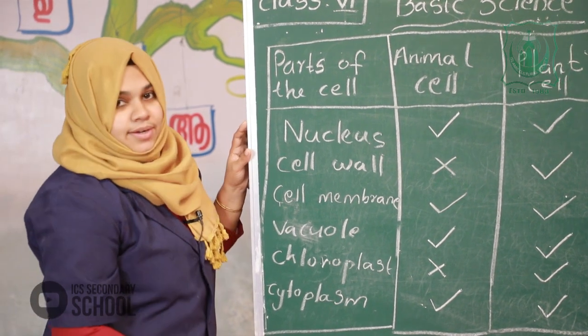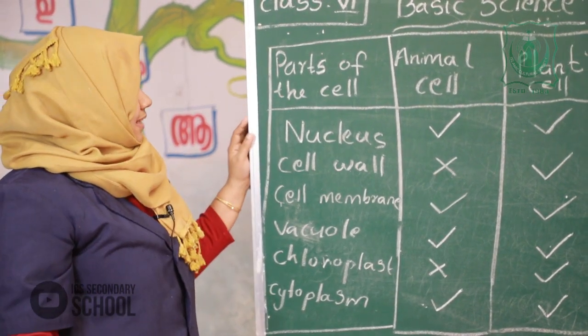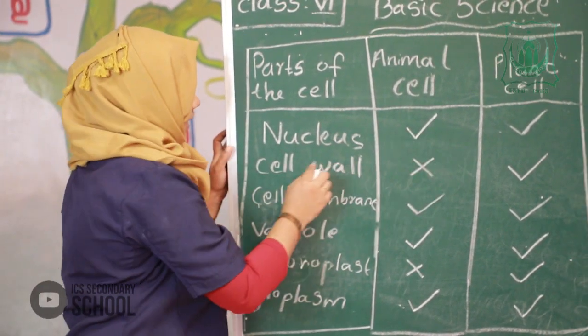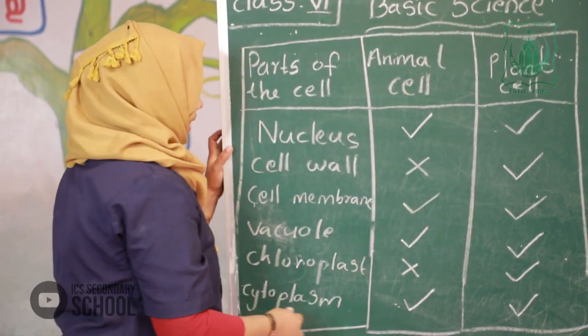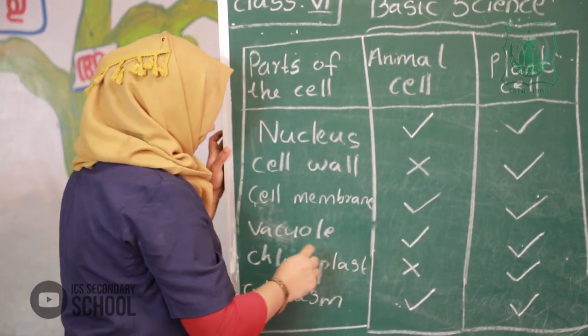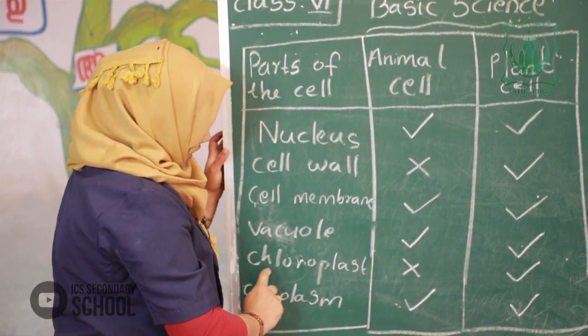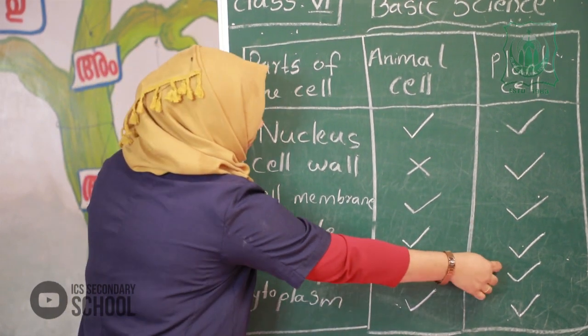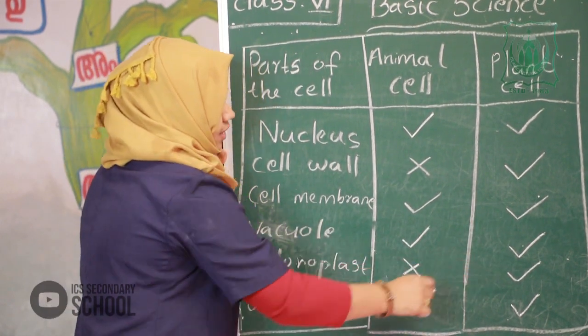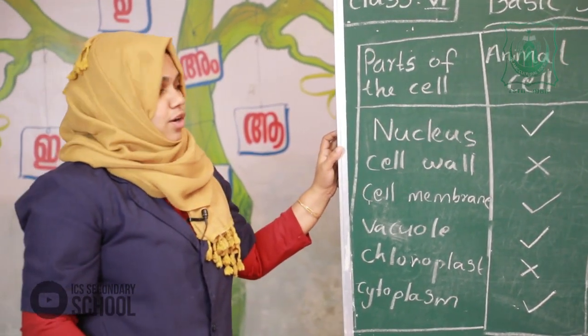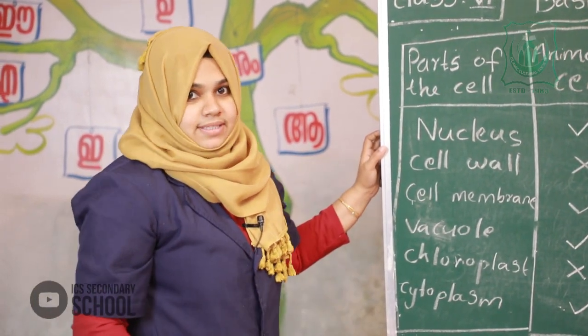Okay. Do you understand how to do this? Yes, nucleus is in both cells. Cell wall is only in plant cell. Cell membrane is in both cells. Vacuole is in both cells. Chloroplast is in plant cell. Cytoplasm is in both cells. So all of you do like this in your science diary.